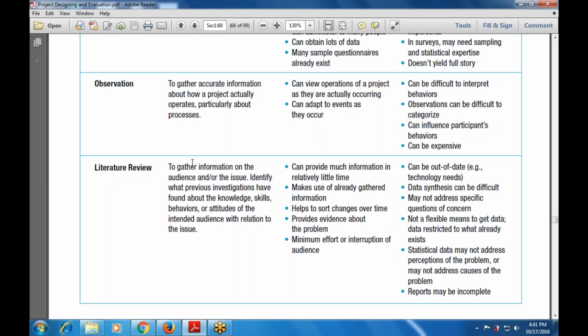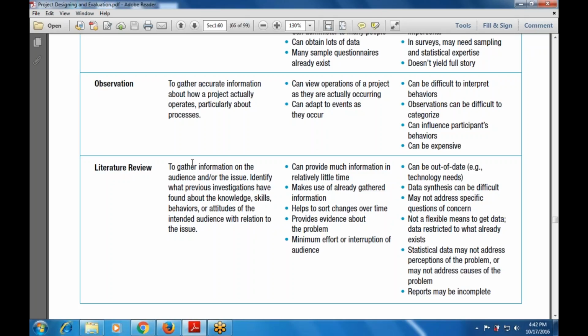Then it makes use of already gathered information, whatever the usage, whatever the already gathered information that is available. So a literature review makes sufficient usage of the already gathered information. Then it helps to sort the changes over time. Whatever the information that is available is used to sort the changes, whatever the sorting criteria or sorting technique, to sort the changes over time.